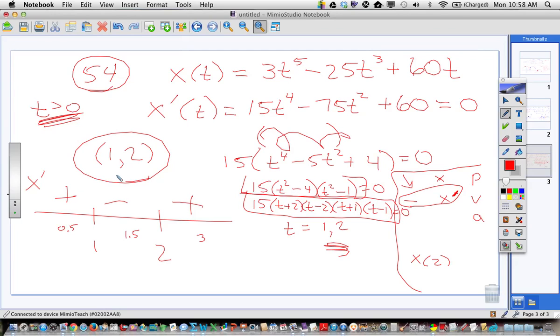Yes, the particle can be positive position-wise and going right. It can also be positive position-wise and going left. Yeah, so we don't know where it is. That's a great question. We have no idea without plugging into this original. If we want to know where it is at 0.5 or 1, we'd have to plug into the original. That tells us where it is. Yeah, this is only about direction. We don't know where it's at on the number line. Yes, good question.